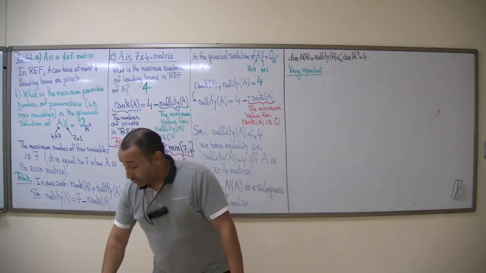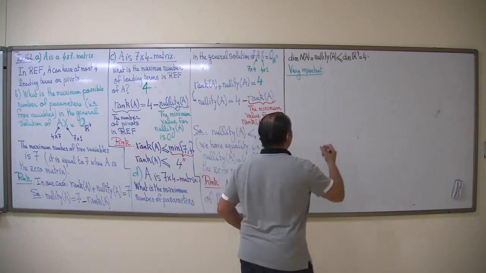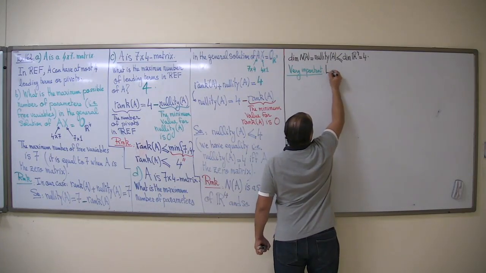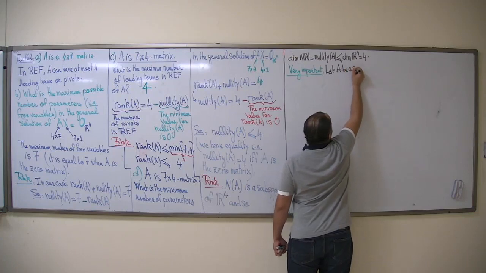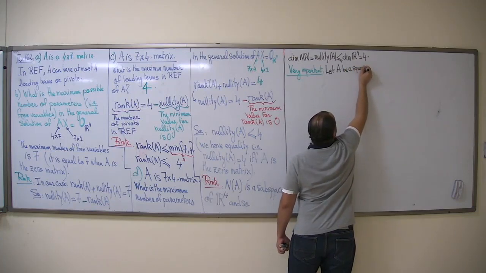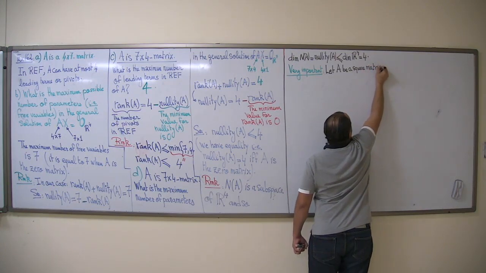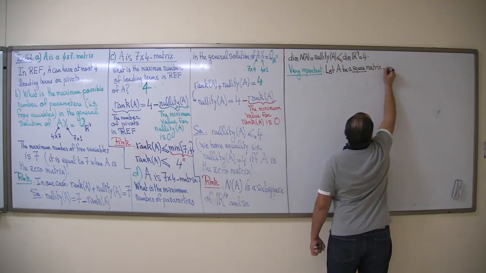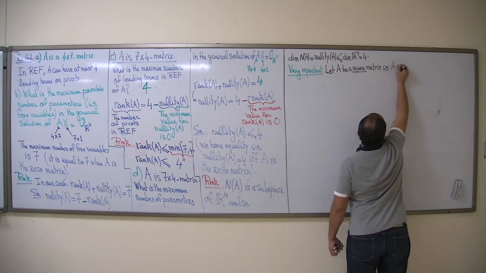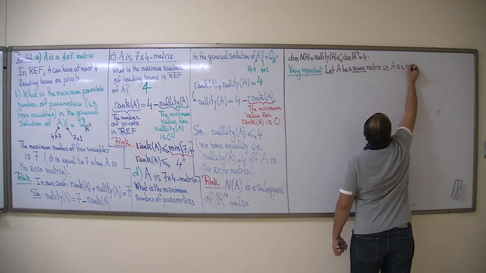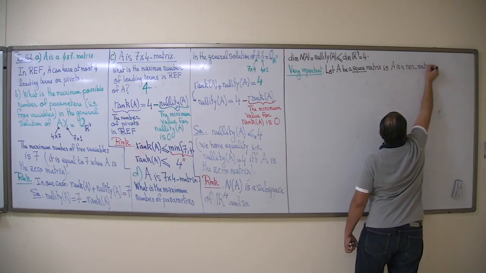Okay, first of all, whatever I'm going to write here works only for square matrices. So let A be a square matrix, and I'm going to take its size n by n. A is an n by n matrix.